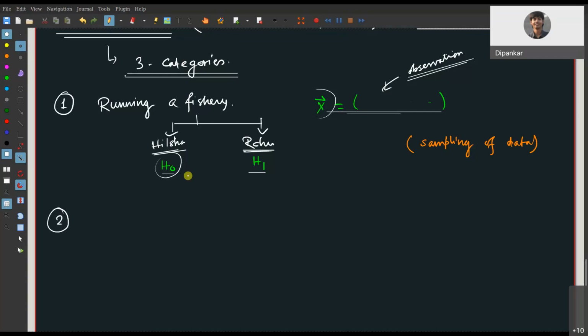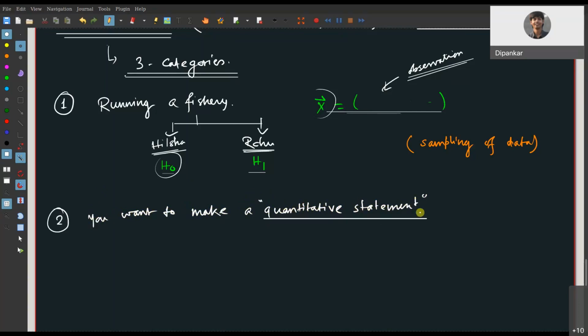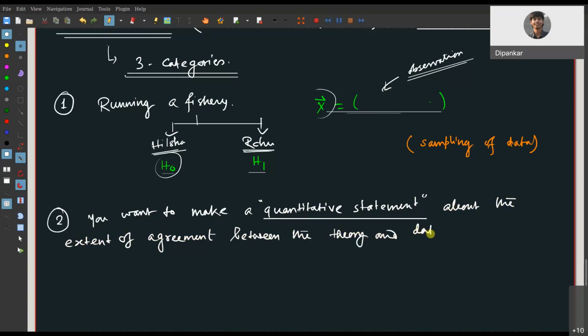Okay. So, for example, you want to make a quantitative statement about the extent of agreement between the theory and data. Okay, but theory, I mean, it's a well-defined theory.